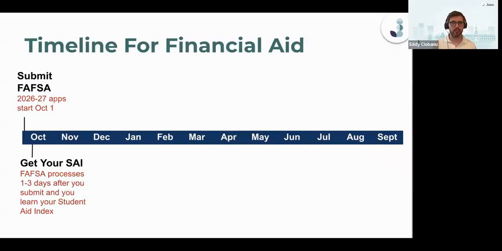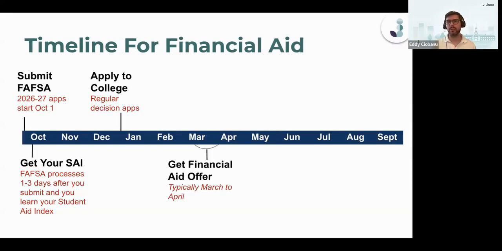So many of you have already submitted FAFSA and gotten your student aid index number, especially all the seniors and parents of seniors in the audience. You already applied to college, and you're now starting to, or will soon start to, receive your financial aid offers. This is the heart of where we are in the timeline of the process.